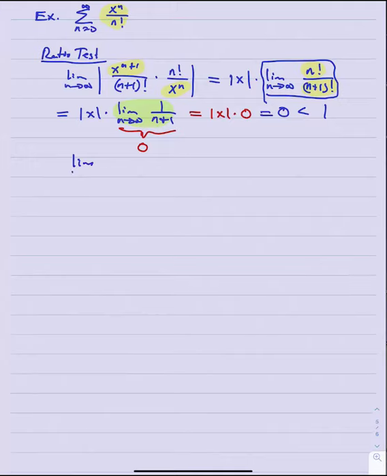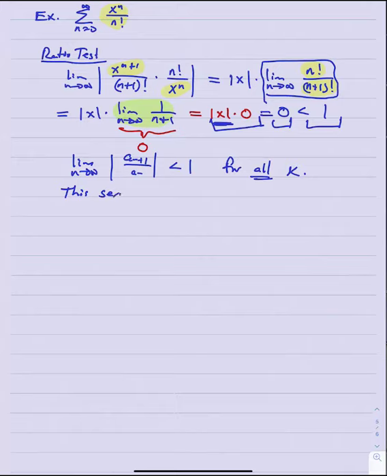Therefore, we're saying the limit as n goes to infinity of our basic a sub n plus 1 over a sub n for this power series is less than 1 for all x. Because at this point, the value of x didn't make any difference. This limit was going to be 0 anyway, which would automatically be less than 1. Therefore, I can say this series converges for all x.